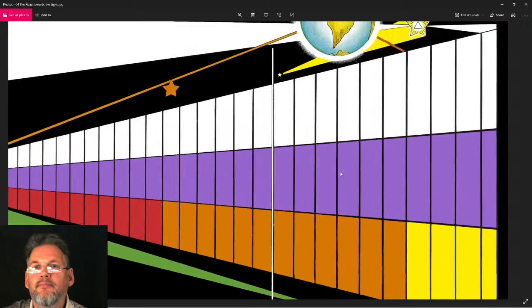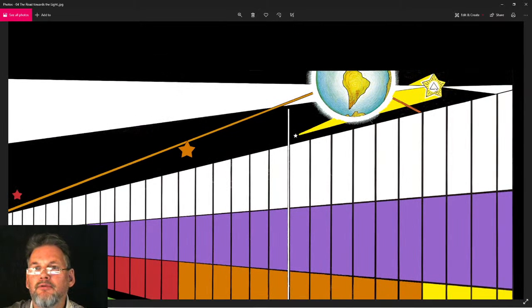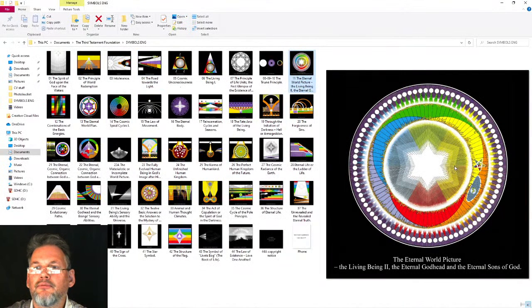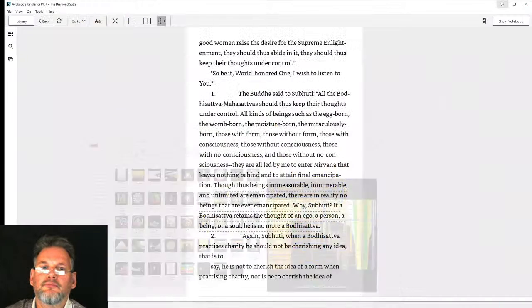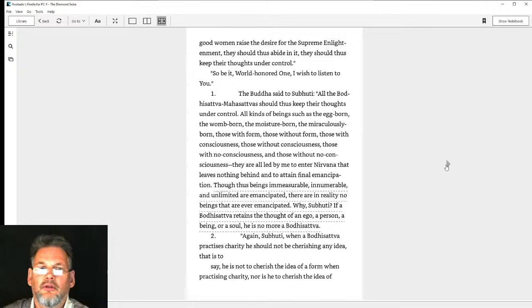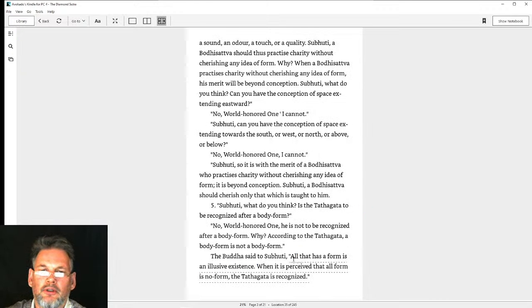So being here, right, this evolutionary stage, in this symbol right here. The Buddha said to Subhuti, all that has a form is an elusive existence. That's because all that has form is an X3. It has a beginning and an end, right? It doesn't last. It's not eternal. When form is perceived, or when it is perceived that all form is no form, the Tathagata is recognized.